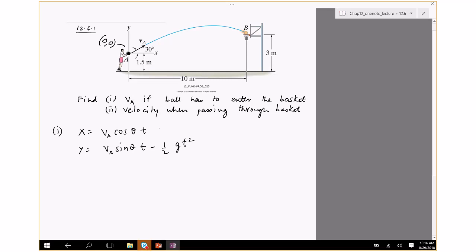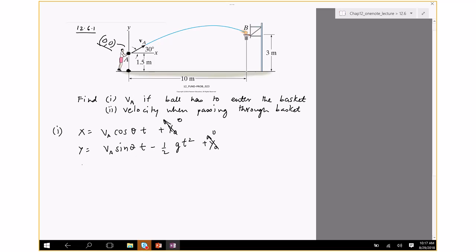And of course I forgot to put x0 and y0. Now because my origin is right at the point at which the ball is launched, x0 is 0 and y0 is 0. You could potentially take the origin to be here. If you take the origin to be here, then x0 is going to be 0, but y0 would be 1.5. That's also fine. That'll give you the same answer. It doesn't matter where you choose the origin.